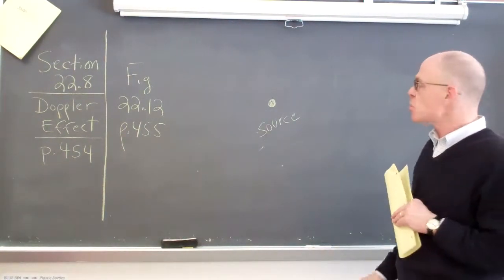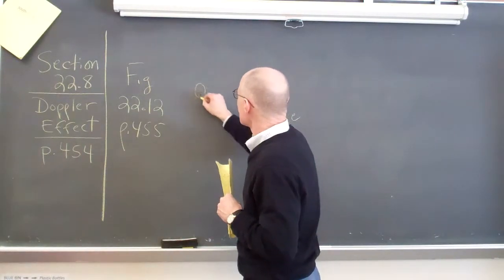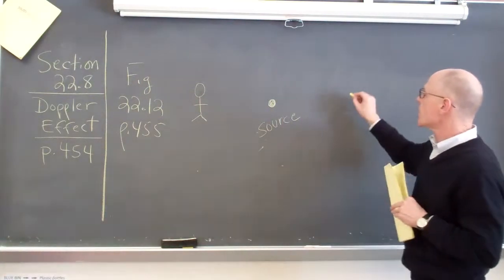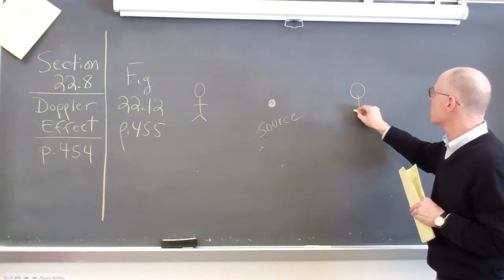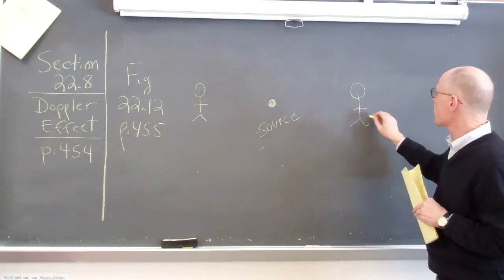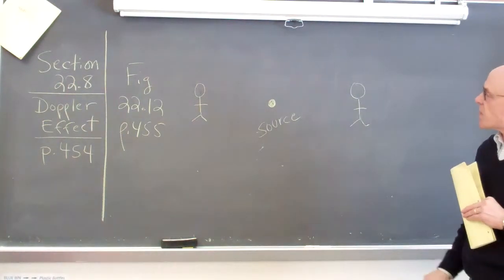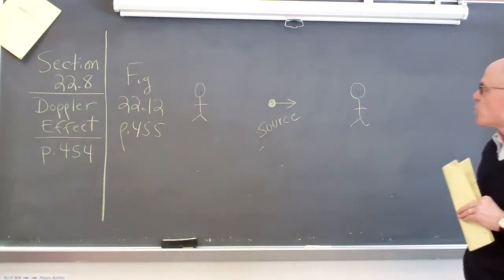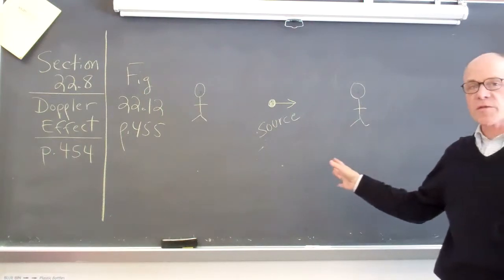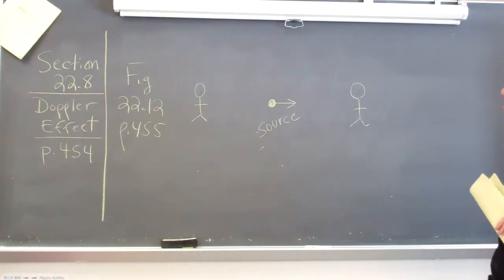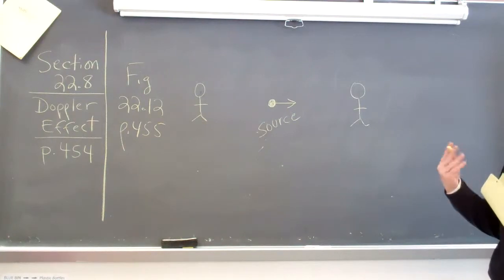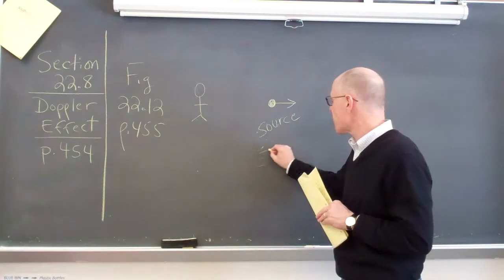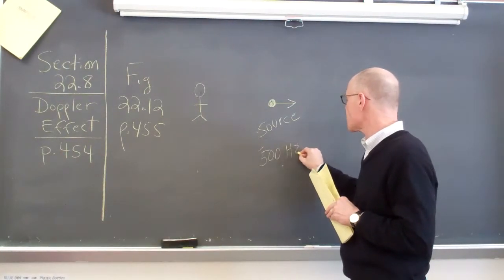And then we have two situations here. We have an observer over here, and then we have another observer over here. So let's take the situation where the source of the sound is moving to the right, and the two observers are stationary. They're not moving. So the source of sound is putting out some frequency. We'll just make up a frequency. Let's say the source of sound is 500 hertz.